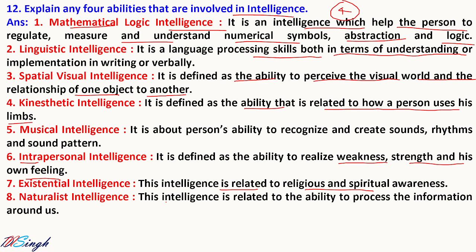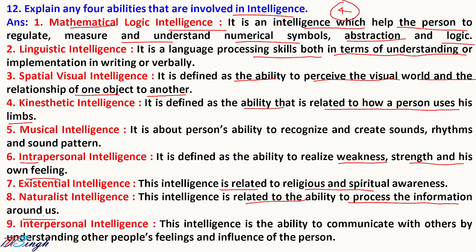Then you have naturalistic intelligence. This intelligence is related to the ability to process the information around us. आपके वातावरण में, आपके इन्वायरमेंट में जो चीज़ें हो रही हैं, उनके बारे में जानकारी रखना, अवेयर रहना, अलर्ट रहने वाले व्यक्ति को नेचुरलिस्टिक इंटेलिजेंस होती है.